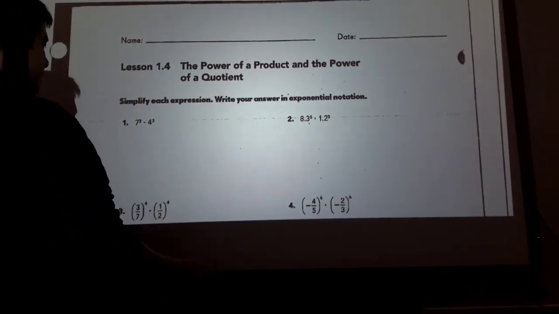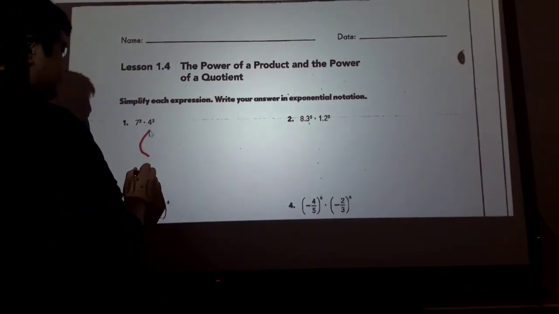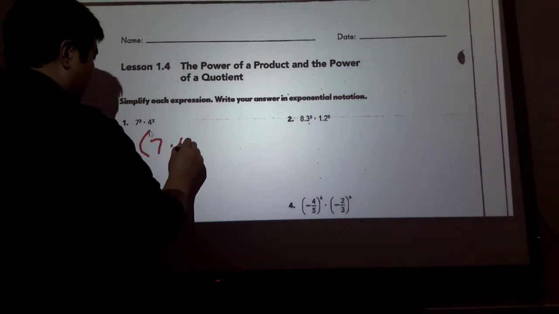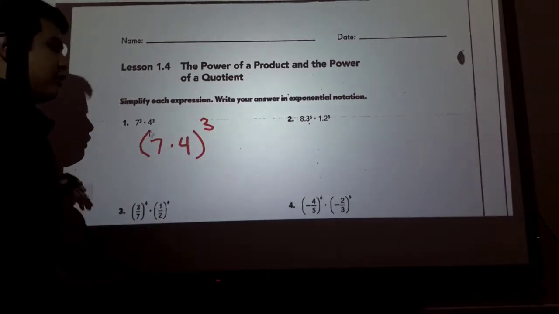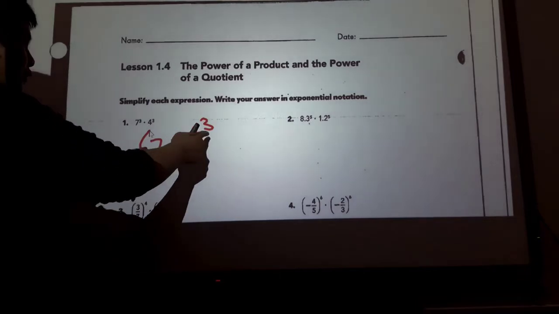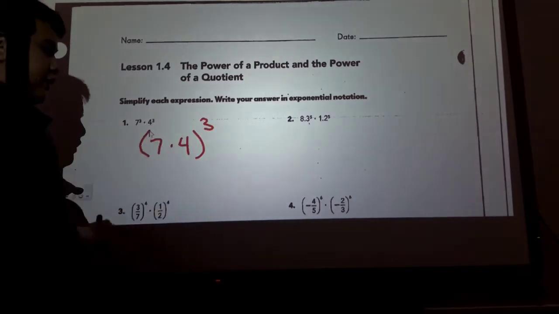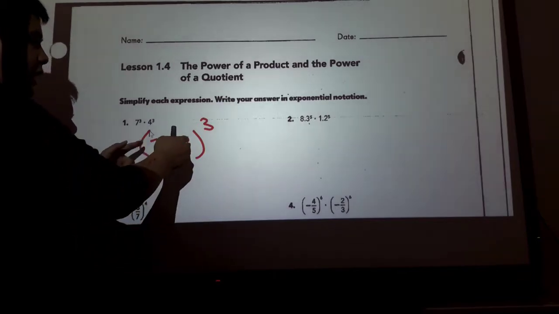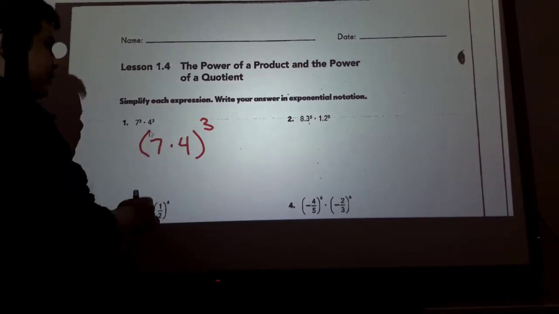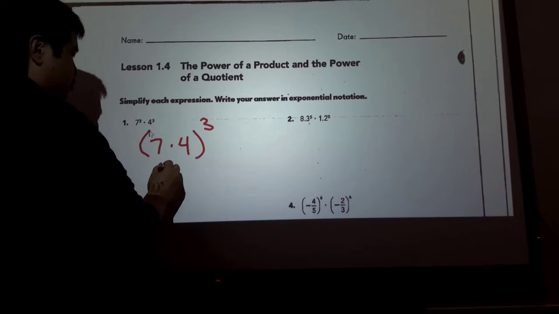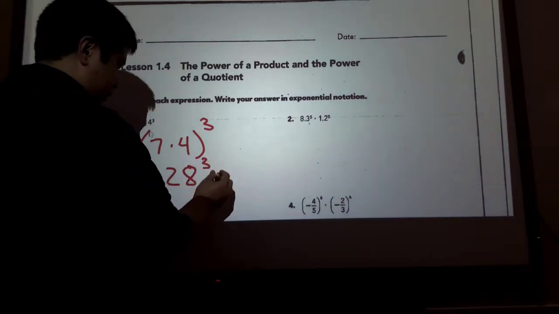So this is going to be the same thing as 7 times 4 to the 3rd. If I were to go from here back to here, we'd be doing 4 to the 3rd, 7 to the 3rd. So these two are the exact same thing. We do not have one singular base yet. So this is, right here, 28 to the 3rd.